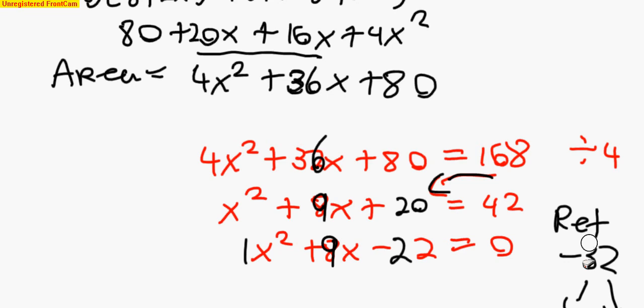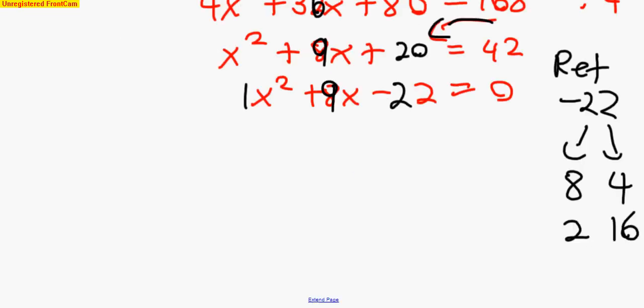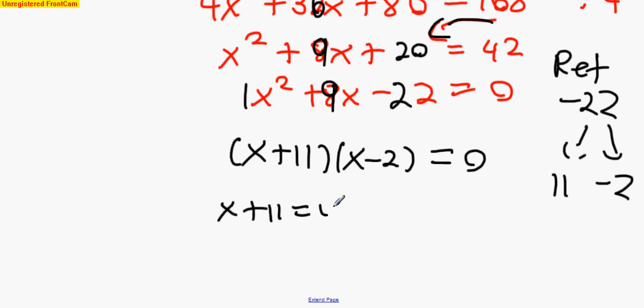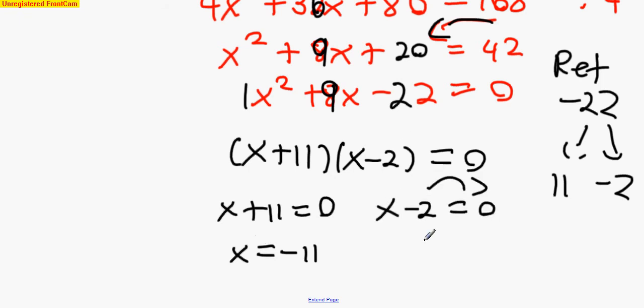So sometimes it's just about spotting your errors, okay? So minus 22. And what we can get here is it's going to be 2 and 11. So it's going to be plus 11 minus 2 because we need to have a 9 in the difference. So it's going to be x plus 11, x minus 2 equals 0. So we can get x plus 11 equals 0, x equals minus 11, or x minus 2 equals 0. Bring over the 2 on the other side, or x equals 2.